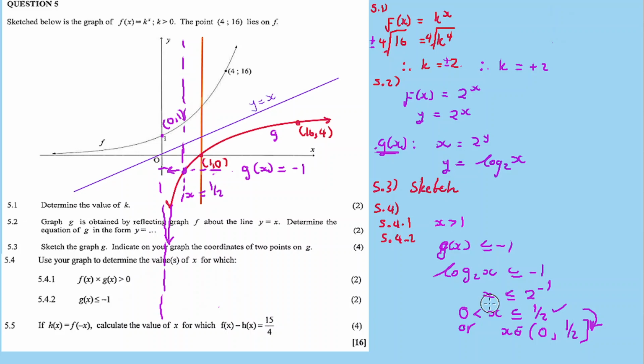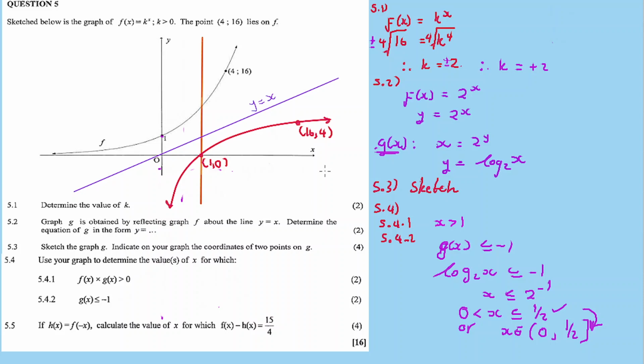So when we solve algebraically, the answer is x less than or equal to 1/2. But the graph shows that x equal to 0 is an asymptote, so we must restrict there only. So that is our answer for 5.4.2.